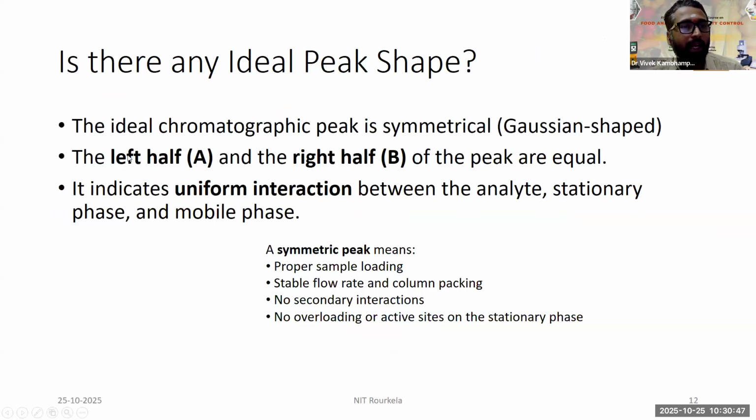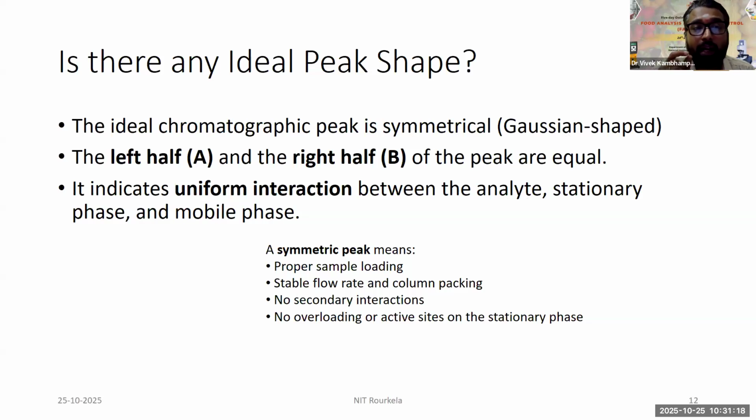You see here, is there any ideal peak? Yes. The ideal chromatographic peak is symmetrical. It's a Gaussian shaped peak. The left half should be equal to the right half. It indicates uniform interaction between the analyte, stationary phase and mobile phase. Where will you get this peak? This peak is possible for the standards that you are injecting in the HPLC or maybe GCMS or any kind of chromatography. You will get a very good smooth peak.